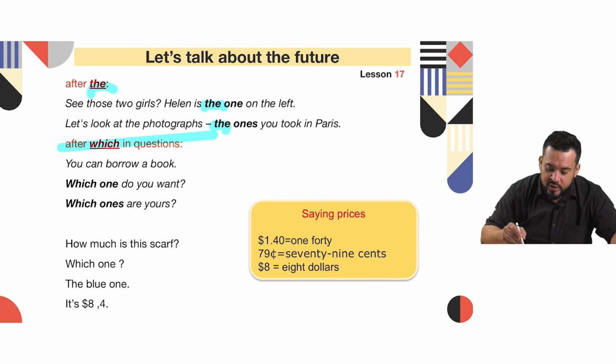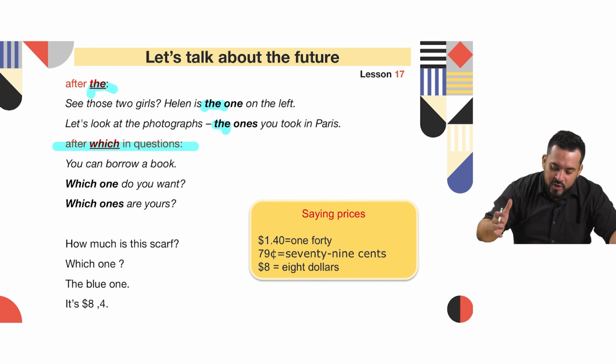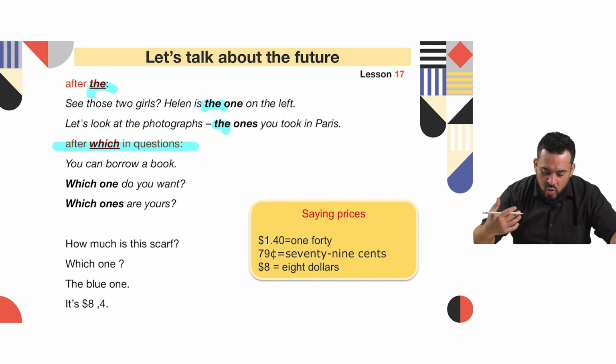After which in questions, we use one or ones. So, you can borrow a book. Which one do you want? Which ones are yours? How much is this scarf? Which one? The blue one?